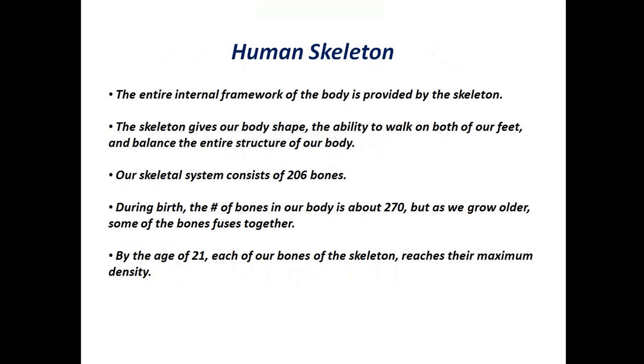Let's study about the human skeleton. The entire internal framework of the body is provided by the skeleton. The skeleton gives our body shape, the ability to walk on both of our feet, and balance the entire structure of our body. Our skeletal system consists of 206 bones. During birth, the number of bones in our body is about 270, but as we grow older, some of the bones fuse together. By the age of 21, each of our bones of the skeleton reaches their maximum density.